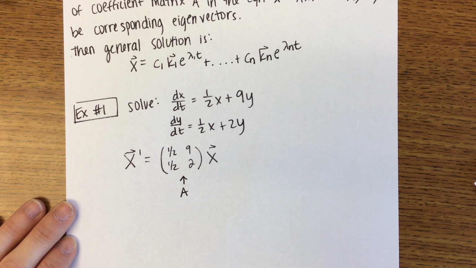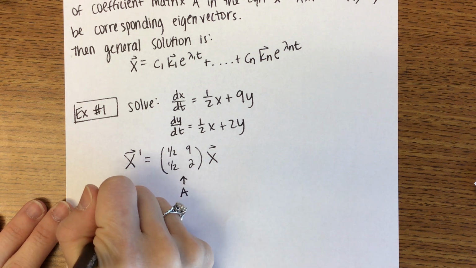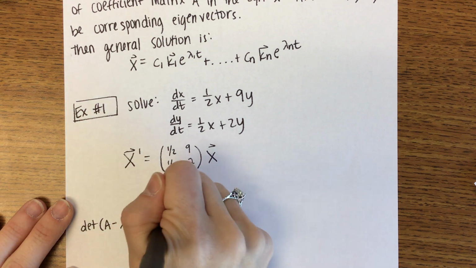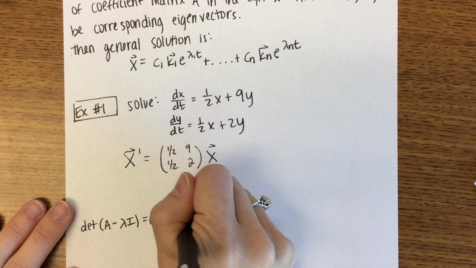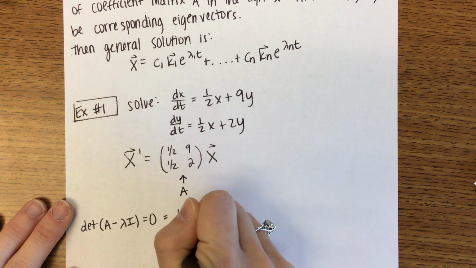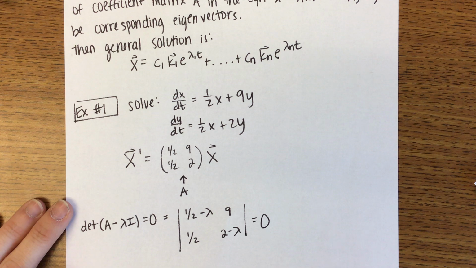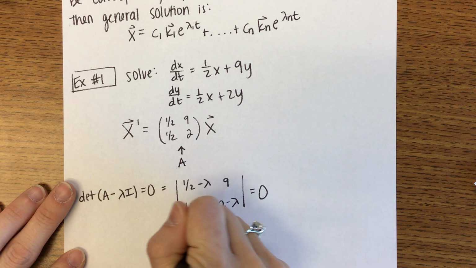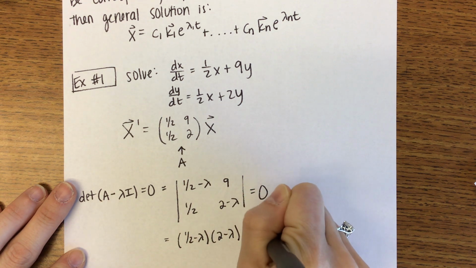Okay, next thing you're going to do is find the eigenvalues. Eigenvalues are when the determinant of A minus lambda I is equal to 0. So I have to subtract lambda from the diagonals. So I get 1/2 minus lambda, 9, 1/2, and 2 minus lambda. And I want that to be equal to 0. Okay, so when I do that, I get (1/2 minus lambda) times (2 minus lambda) minus 9/2.